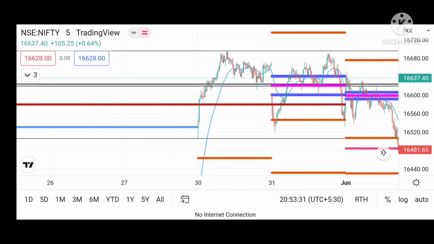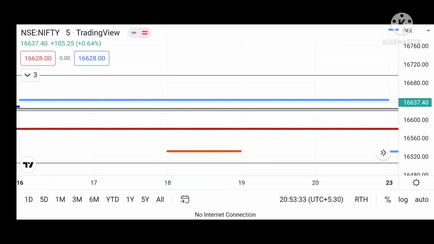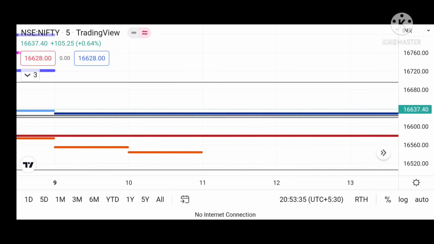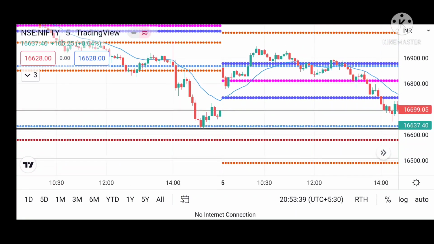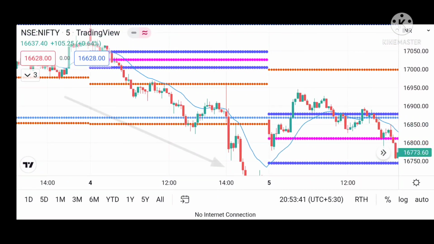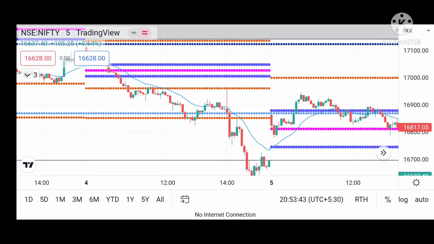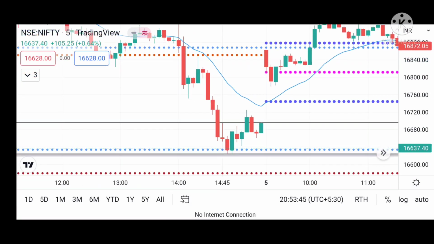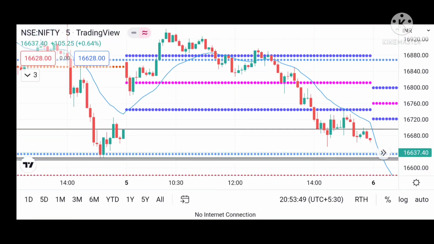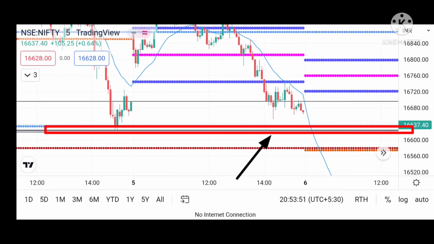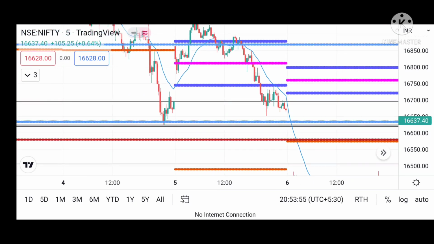For that we have to move backward till 4th of May. So look what happened on 4th of May. The market was in a trending day because of the narrow to average CPR, and it exactly took support on this level. So this is the day's low for 4th of May. On 5th of May the market also came near this level, but it didn't retest the level. So this level still acts as a strong support.